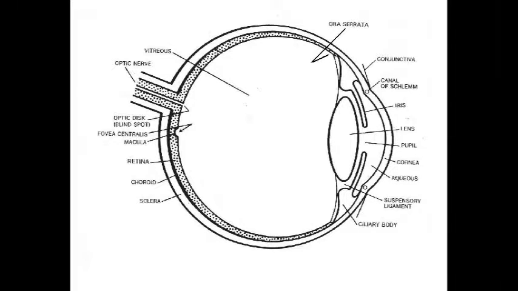Next up, we have the suspensory ligaments. They are long, thin fibers which connect the lens to the ciliary muscles. Our third part is the aqueous. It is the watery substance that fills the space between the cornea and the lens, providing nutrients for all the parts around it. It runs through the anterior chamber of the eyeball.